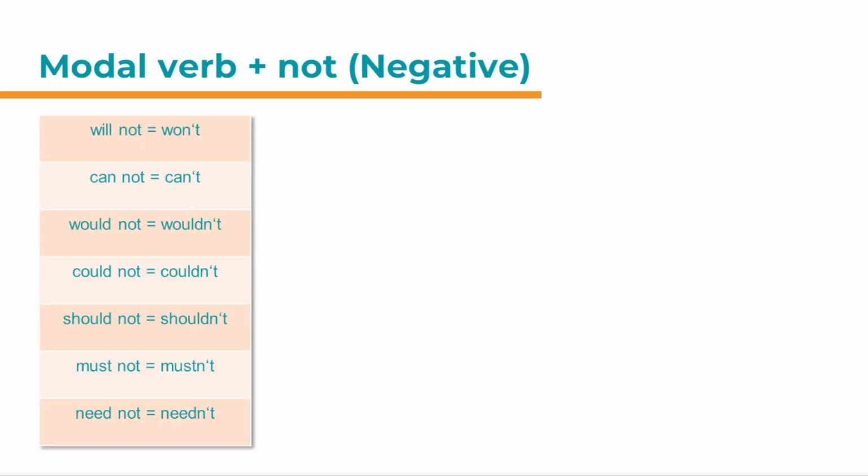Now, we also have a lot of negative contracted forms with modal verbs plus not. Let's go over those as well. Will not, won't. Make sure this is an O sound, won't, so it doesn't sound like want, like I want cake. No, won't. Can not, can't. Notice here that Americans would say can't with a slightly more open A sound.